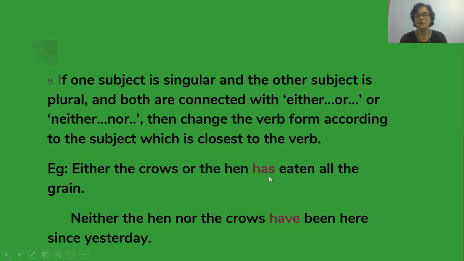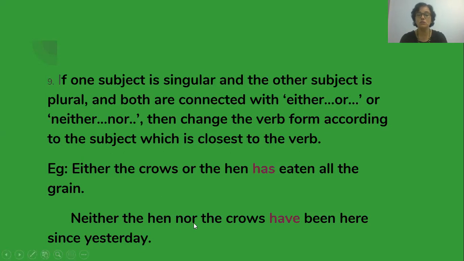Okay, now here in this case, what are the subjects here? The crows and the hen. Now the crows is plural and the hen is singular. But which subject is closest to the verb? Hen, right? Now think whether the hen is singular or plural. It is singular. Because the hen is closest to the verb and it's singular, you use a singular verb. Has eaten.